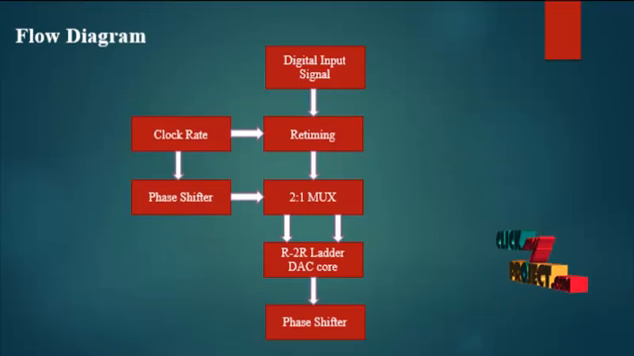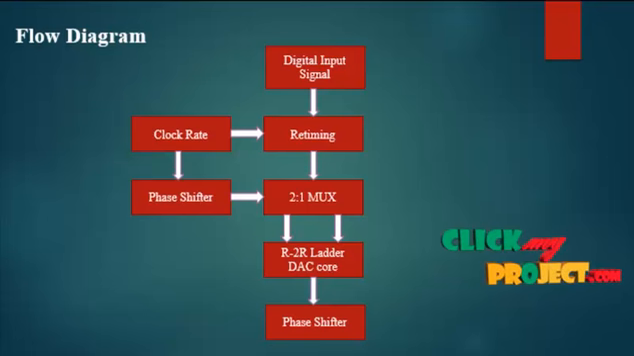Now we are going to discuss the flow diagram of our product. In our product we are using 3 different modules to implement it. They are retiming, multiplexing and digital to analog converter. We are using a digital input signal and a clock input signal. Digital input has a half rate and the clock input also has a half rate. The output of our product is an analog output, which is a full rate output.